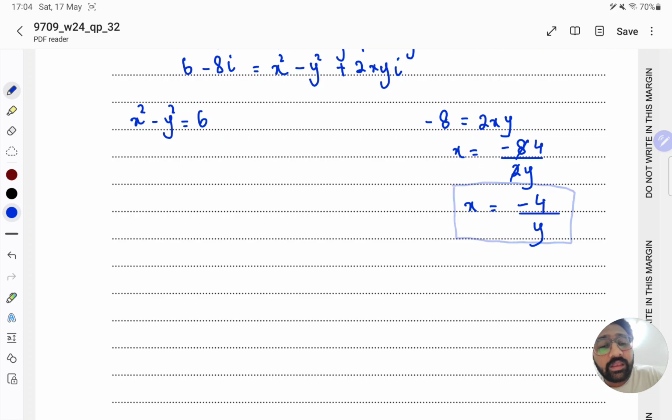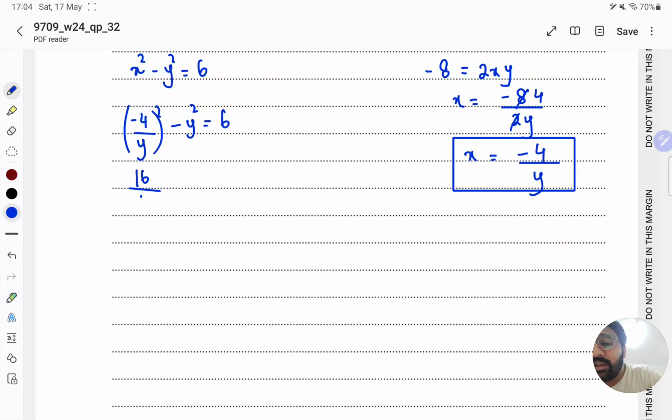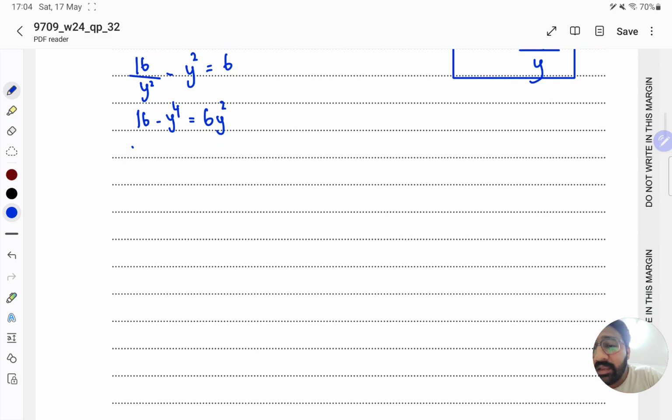I'll substitute it in the equation for the real parts. So if I substitute, it will become minus 4 divided by y, whole square, minus y square equals 6. Expand it: 16 over y square minus y square equals 6. Take the LCM: 16 minus y power 4 equals 6y square. Rearrange it, it will become y power 4 plus 6y square minus 16, and it is equal to 0.